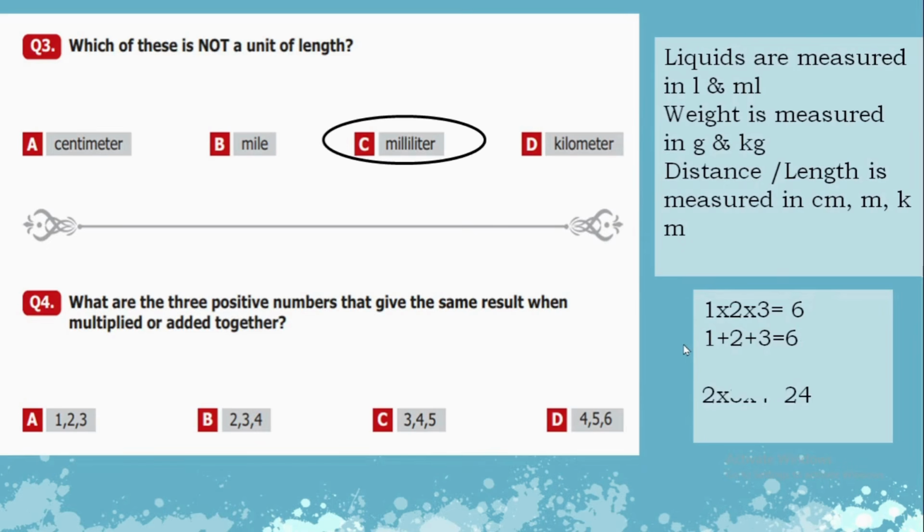We can randomly check some other options as well, like B. 2 3s are 6, 6 4s are 24. If I add the digits, 2 plus 3 plus 4 is equal to 9, so it's not the correct option. Similarly, if you do the calculations for C and D, the answer will not be the same. So A is our correct option over here.